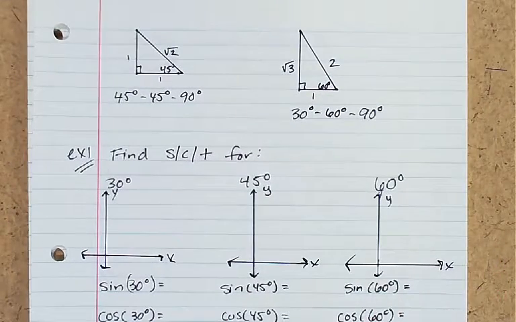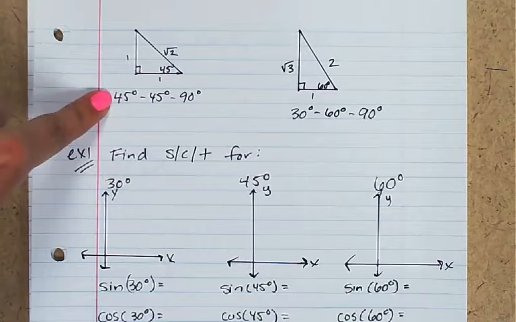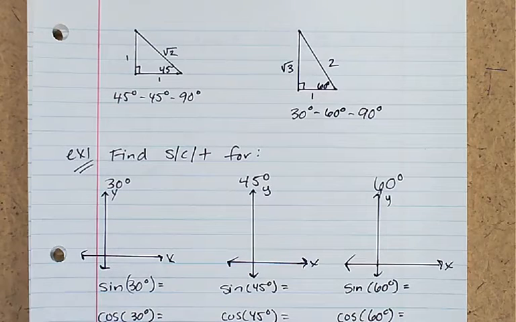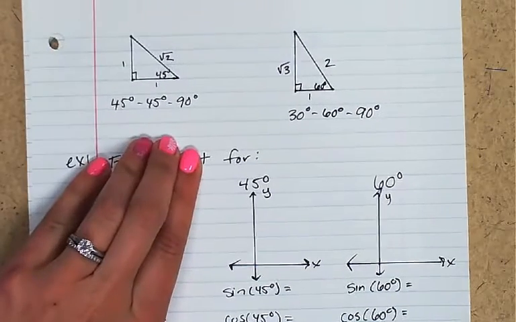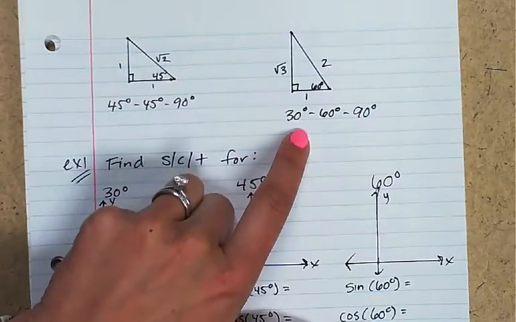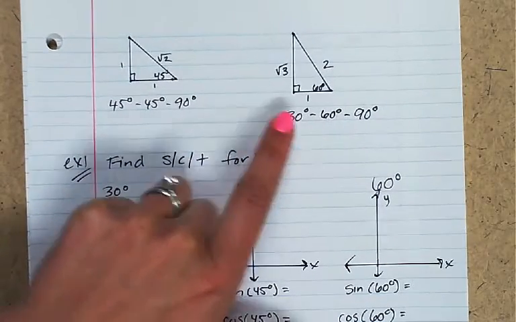Okay, so now we're going to work on finding exact values for different degree and radian measures. Edgenuity finds the trig ratios differently than we do at school. So I'm going to show you how we do it at school. And what we focus on are 45, 45, 90 triangles and 30, 60, 90 triangles.